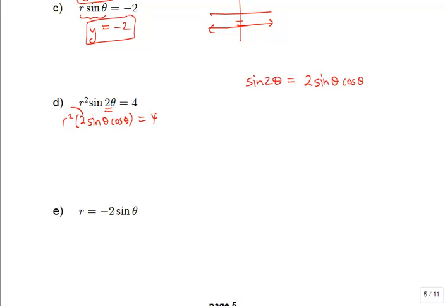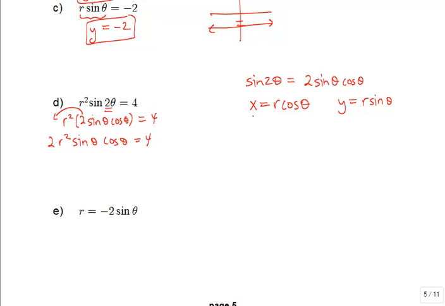And I'm going to pull that 2 all the way out, and this becomes 2r squared sine theta cosine theta equals 4. Now we're going to be clever like we were in the last problem. Remember that x is defined to be r cosine theta and y is defined to be r sine theta. So if I see an r times sine theta in this equation, I'm going to replace it with a y. And if I see an r cosine theta, I'm going to replace it with an x.